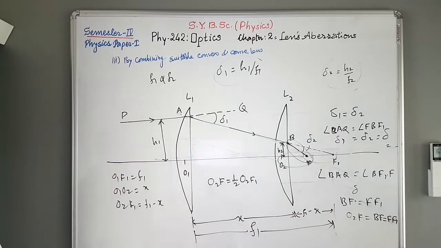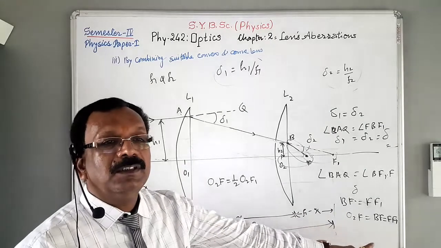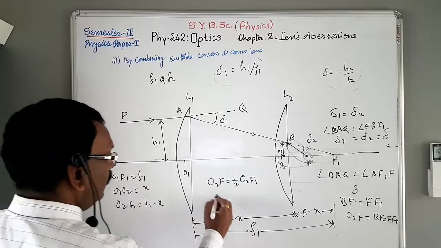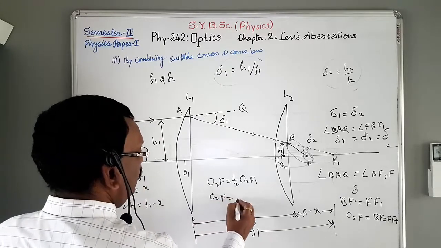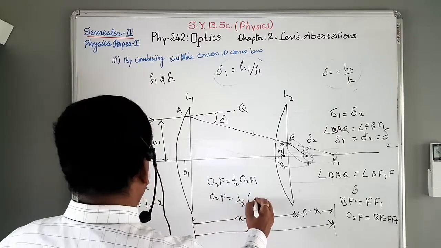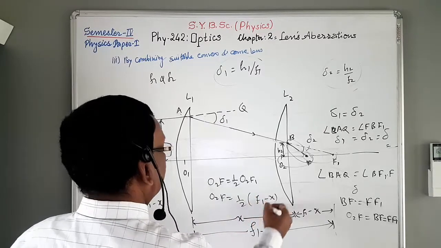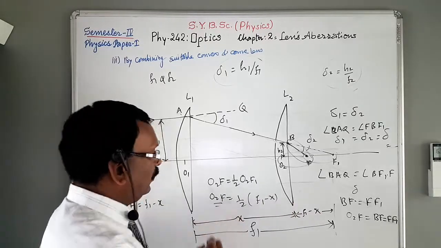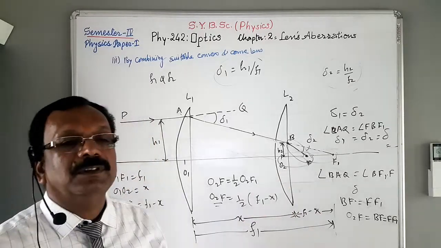Substitute this value here. So we have O2F is equal to 1/2 O2F1, which means 1/2 (F1 minus X). Okay, this is the distance O2F.